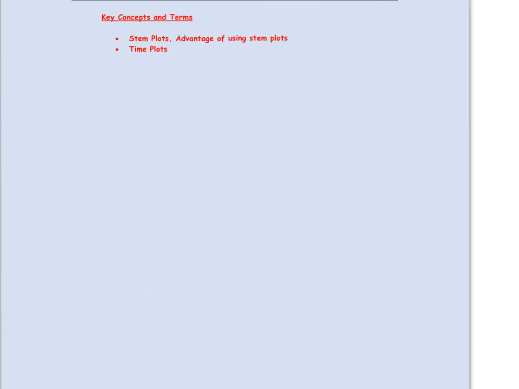So in this part, these are the terms and concepts that we've covered. One is you have to know how to construct a stem plot by hand and using Crunchit. You have to know what the advantages of using a stem plot are. How does it help in showing the shape of the distribution. We also discussed time plots. A time plot always has time on the horizontal axis, and there's always a quantity that we're watching over time, and that quantity sits on the vertical axis.